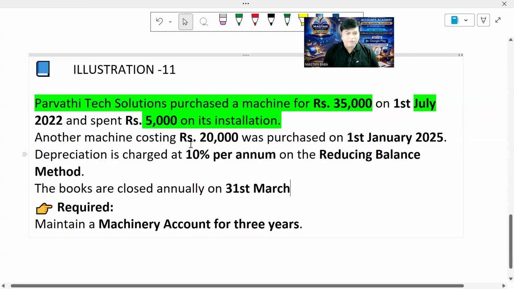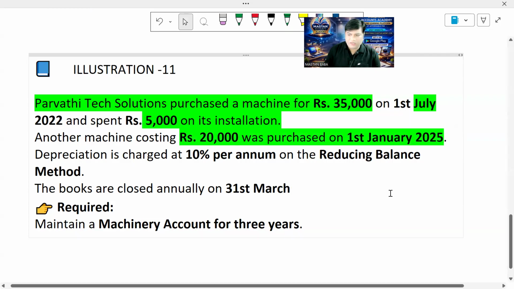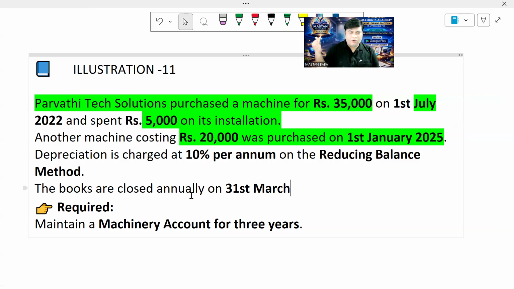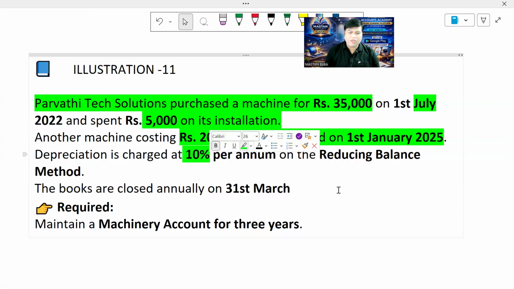Okay, another machinery costing 20,000 purchased on 1/1/2025. So they purchased another machinery in the next year, that is 2025. Depreciation charged at the rate of 10% per annum under reducing balance method, and the books are closed on 31st March. So books are closing on which date? They are closing the books on 31st March. So you have to prepare 23, 24, 25. So 31st March 2025 వరకు మీరు తయారు చేయాలా. So very simple question. And what is the rate of depreciation given? It is given 10%. So simple question కి practice కి ఇచ్చాను.